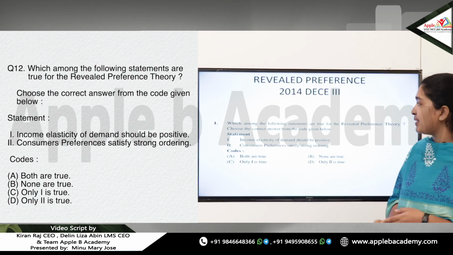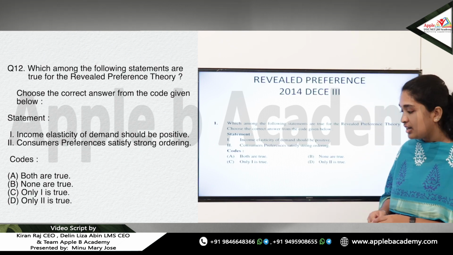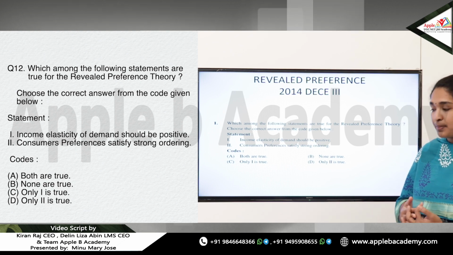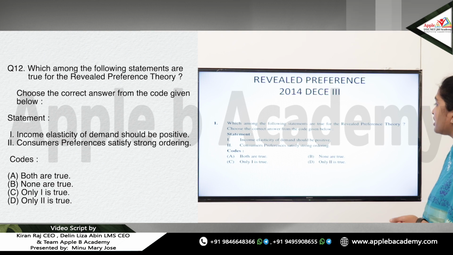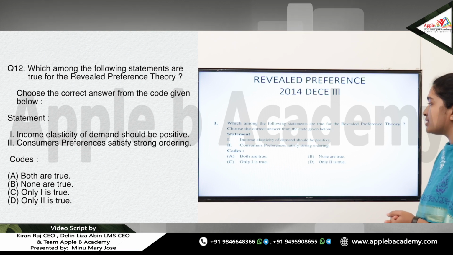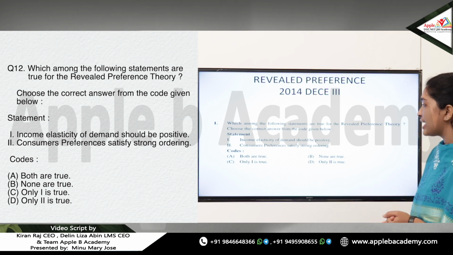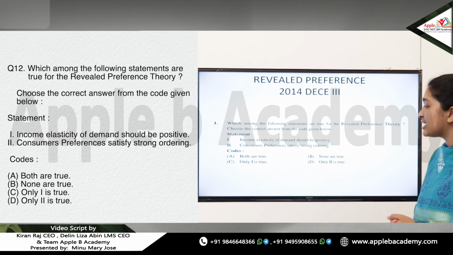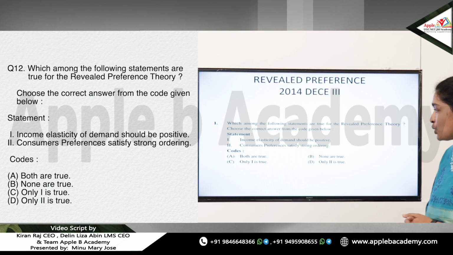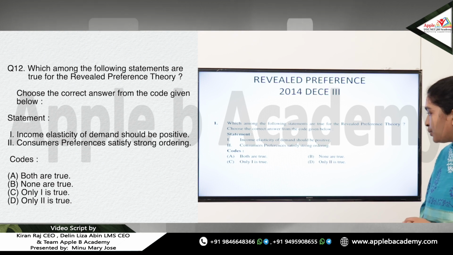The next question is based on revealed preference theory. The question is from 2014 December paper 3. The question is, which among the following statements are true for the revealed preference theory? Choose the correct answer from the code given below. The statements are, first one is income elasticity of demand should be positive. The second one is that consumer preferences satisfy strong ordering. So the codes are option A, both are true, option B, none are true, C, only one is true, and D, only two are true.